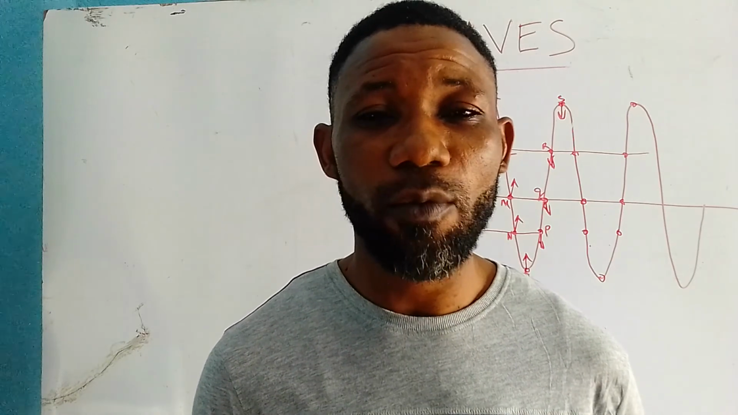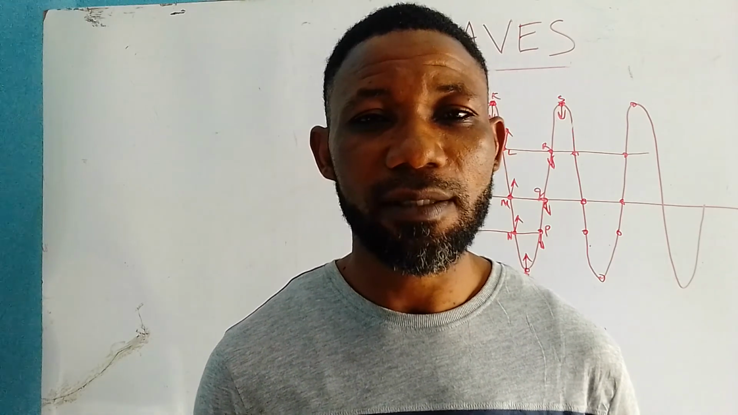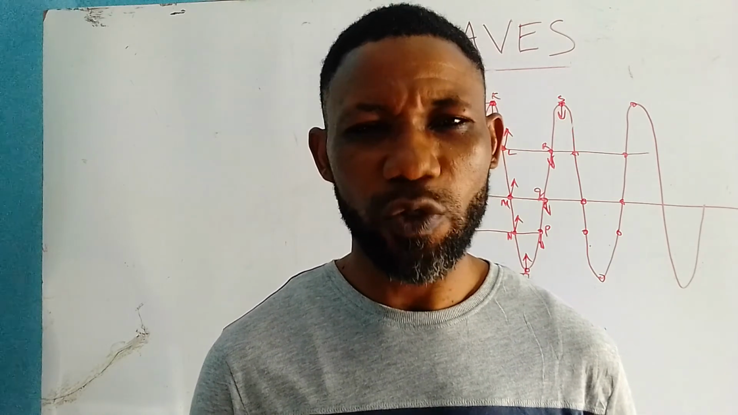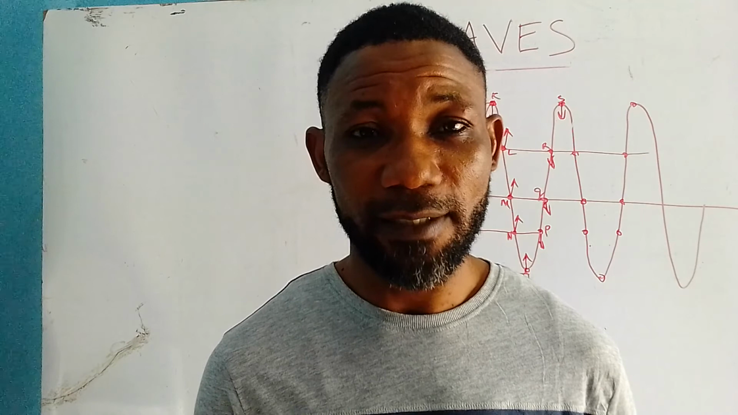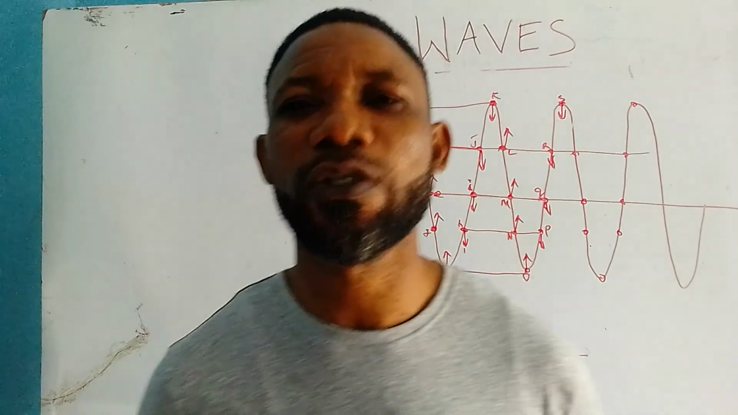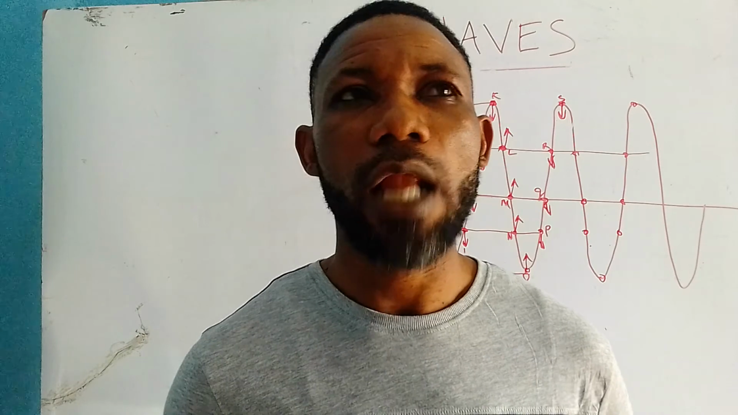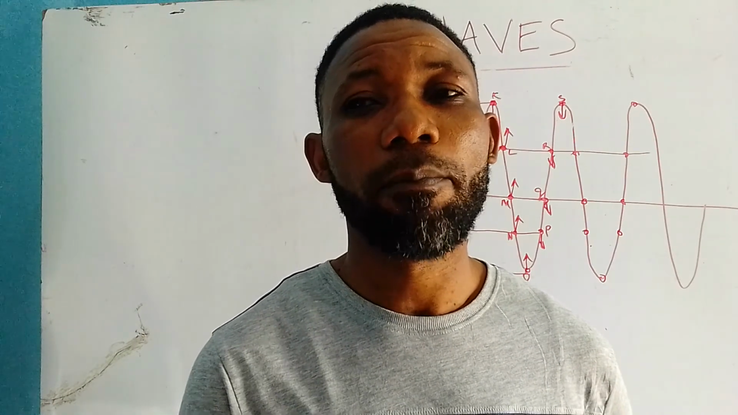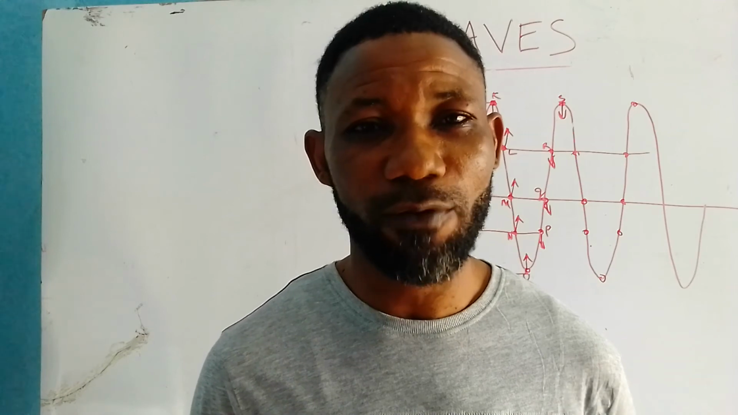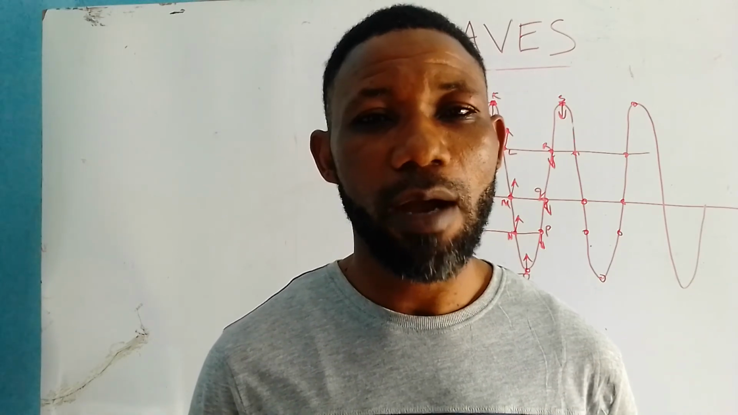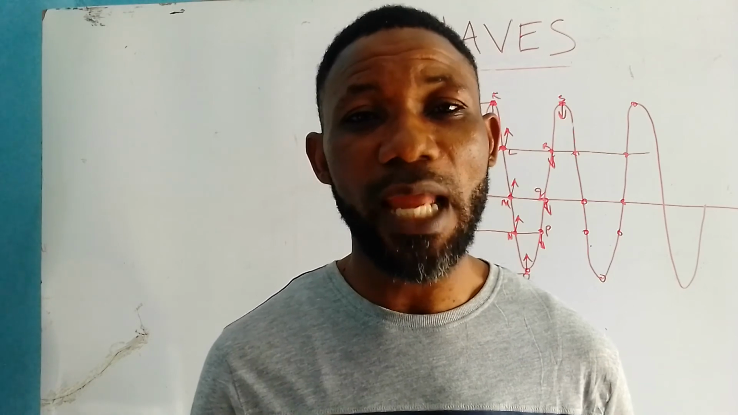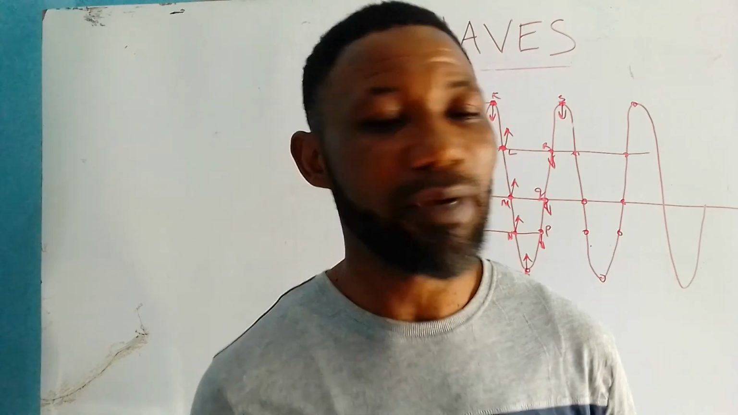We have also defined the wavelength as the distance between any two successive particles which are in phase. And we have also said, along a wave profile, particles along the same horizontal line moving in the same direction are said to be in phase. When are particles in phase? These are particles along the same horizontal line moving in the same direction.